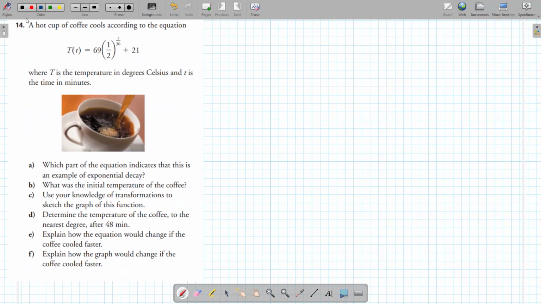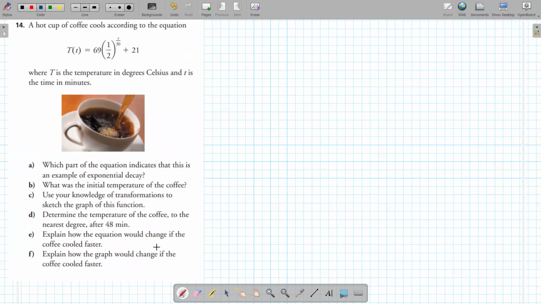Now this question is slightly tricky. Let's see if we can answer it though. How hard could it possibly be? It says, which part of this equation indicates that it's an example of an exponential decay? It's the fact that your base is 1/2, which is less than 1. If your base is less than 1, it's a decay. So that's how we know that it's an example of an exponential decay.